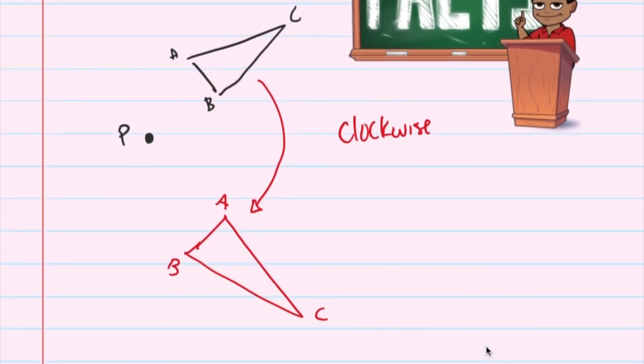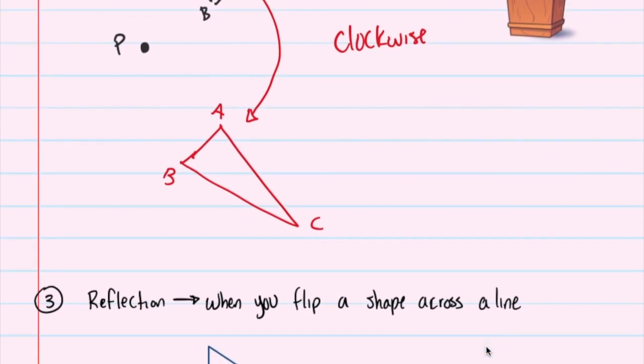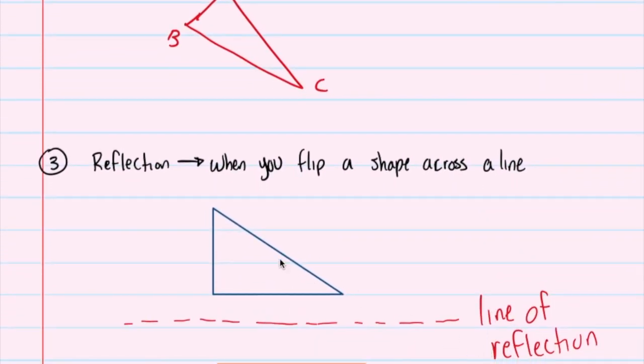Number 3 is the reflection. It's when you flip a shape across a line. As you can see, the original is the blue one, and there is something called the line of reflection. This is where you flip the shape. You're flipping it across this line, and here's a copy, right?